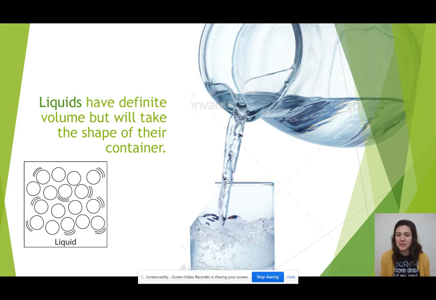Unlike the solid pencils, liquids have a definite volume, but will take the shape of their container. Think about the difference in molecules. Solid molecules are packed tight together, whereas liquid molecules start to kind of move around, allowing them to take the shape of their container. Looking at the pitcher of water being poured into the glass, the water is not controlling the shape it's taking. Instead, it's going to fill the glass depending on its shape.